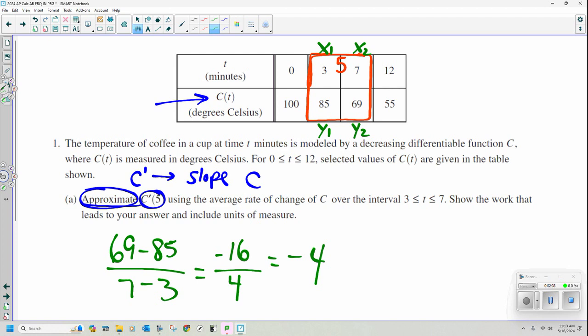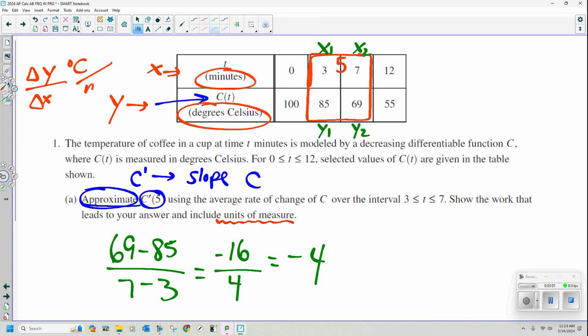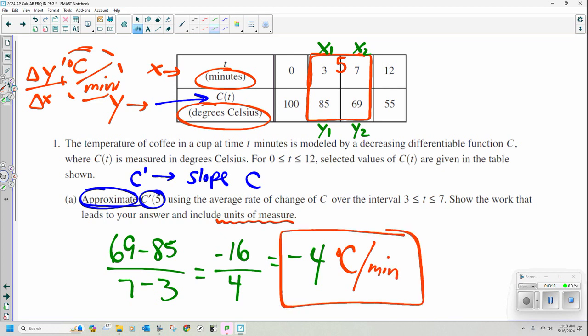But we need to also include units of measure. This is a rate. This is my Y, because we have change in Y over change in X, and this is my X. My label also follows that pattern. It's degrees Celsius for my Y over my X, which is minute. And that right there is my label. Degrees Celsius per minute. There we go. 1A is done. And I couldn't have thought of an easier problem to start the 2024 free response questions.